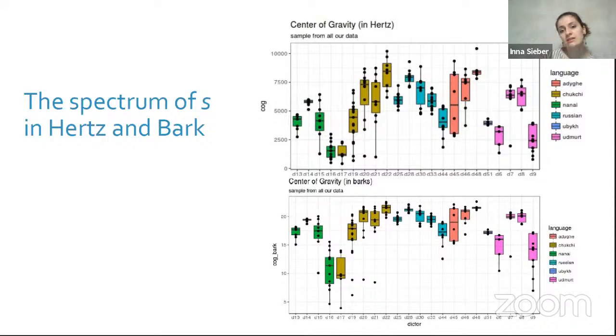Garik and I had an experiment. We tried to find out what is the variability in sound in different languages. And here you can see different languages in different colors. For example, Russian is something like light blue, and Udmurt is like pink. And every box plot is a speaker. Every dot is a sound. It is one sound.